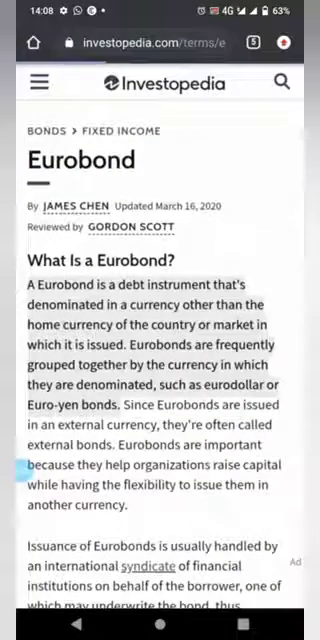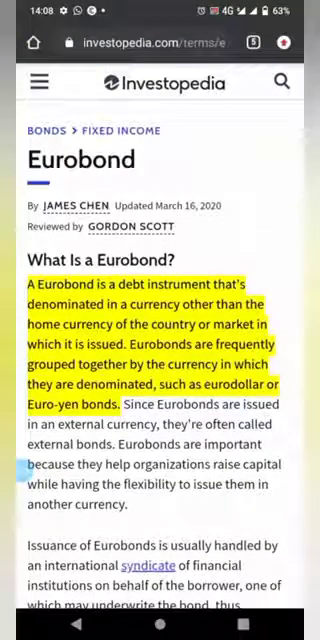One of the types of bonds we're going to be looking at today is a Eurobond. A Eurobond is a debt instrument that's denominated in a currency other than the home currency of the country or market in which it is issued. So you could have Eurobonds that are denominated in US dollars. Such types, you could call Eurodollar bonds. There are other ones that are denominated in the Chinese yen. Those ones, you can call Euroyen bonds, and so on.